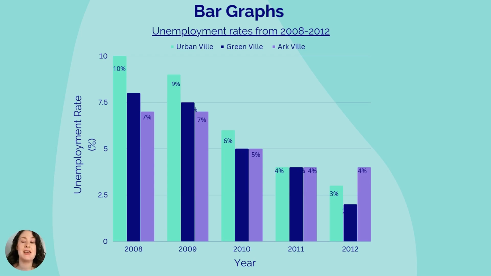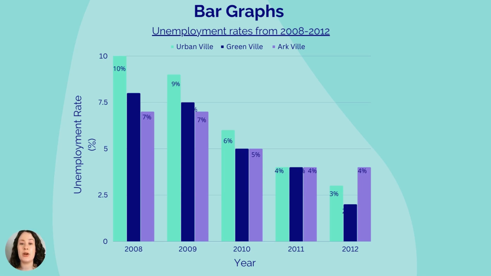Here you can see an example bar graph. The bar graph compares the unemployment rates of 3 cities from 2008 until 2012. Underneath the title of the bar graph, you can see the key that tells you what each column represents.